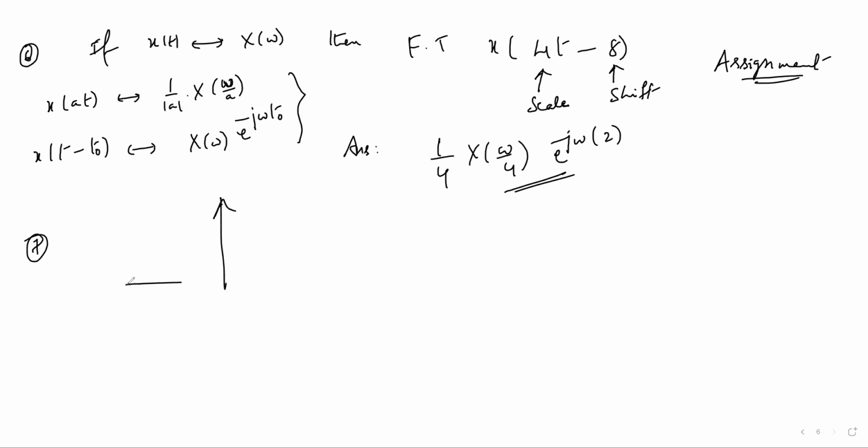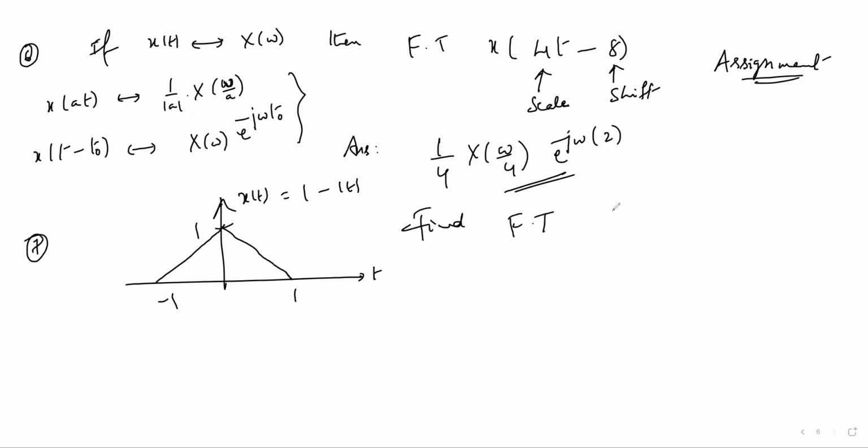A triangular signal is there. Rectangular I have derived for both f and omega analysis. If it is a triangular signal, one minus mod t, from minus 1 to plus 1, here the peak is 1. Find the Fourier transform, both x of omega and x of f. This is assignment 2 for you.